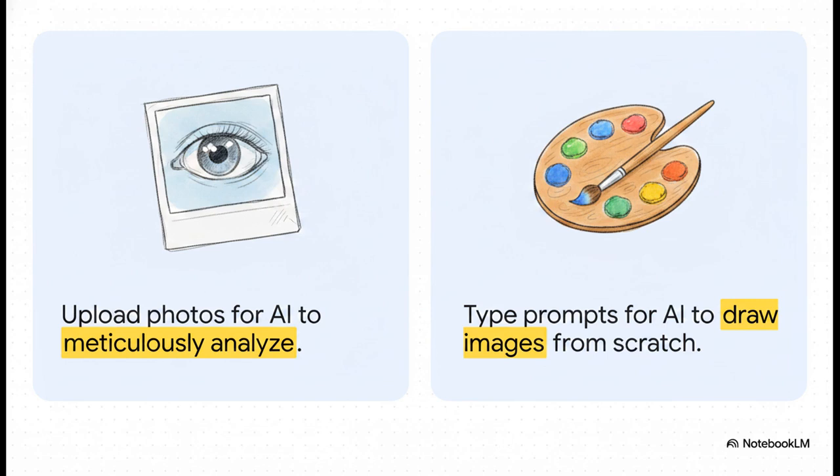With ChatGPT Vision, you upload photos for the AI to meticulously analyze. Like, snap a picture of the random ingredients in your fridge, and the AI will see them and give you a custom gourmet recipe. It's wild. On the flip side, DALL-E 3 lets you type out creative prompts so the AI can draw brand new, highly detailed images completely from scratch.